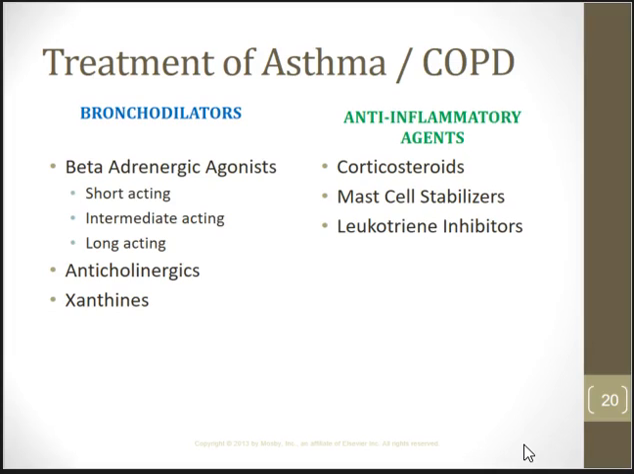Leukotriene inhibitors: leukotriene is also an inflammatory chemical, and it's one of the big ones when there's an asthma attack. A leukotriene inhibitor is going to block the receptor. So even though the leukotriene is available to the body, it can't make a connection to the receptor, therefore it can't cause inflammation.